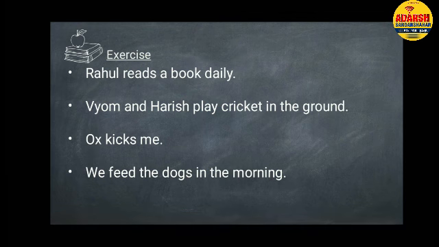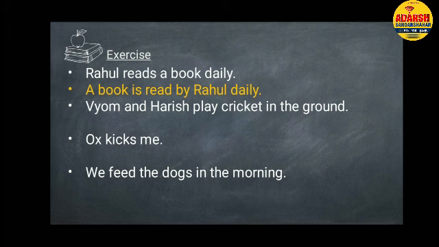So, third step, use past participle. Fourth step, put by before the subject. And fifth step, add helping verb according to its tense. In this video, we are discussing only present simple. Okay. So, here our helping verb is the same. Now, our passive sentence is: a book is read by Rahul daily. So, this is a passive sentence.